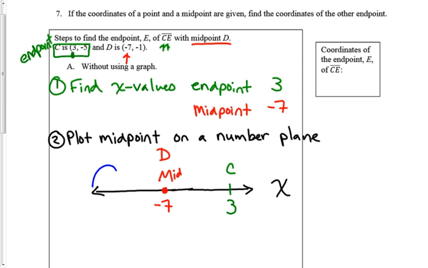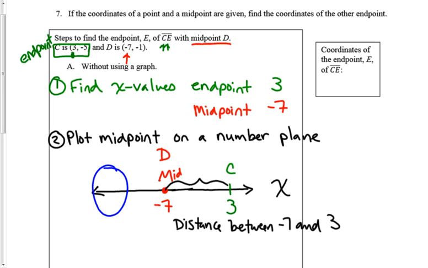So basically what I'm trying to find, well, where is this over here? That's going to be the x value of the other endpoint. In order to find this, I need to figure out, well, how far away is -7 from +3? What's the distance between -7 and +3? And that distance to get to 0, from -7 to get to 0 is 7. And then I need to go an additional 3, which makes the distance between -7 and +3 is 10. Now, I need to go in the opposite direction from my midpoint, and I need to go away 10. So if I go to the left from -7, 10 units, that's going to put me at -17. This is going to be the x value for my endpoint, which is called E.